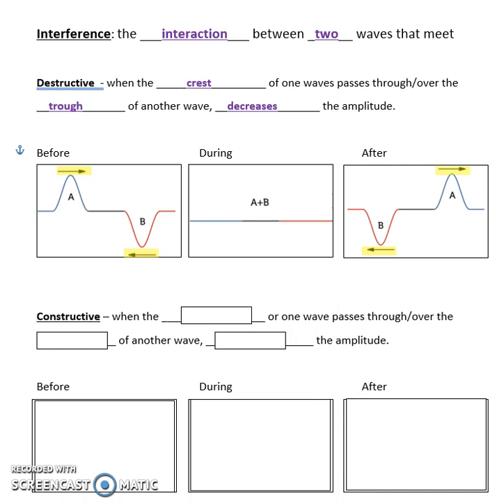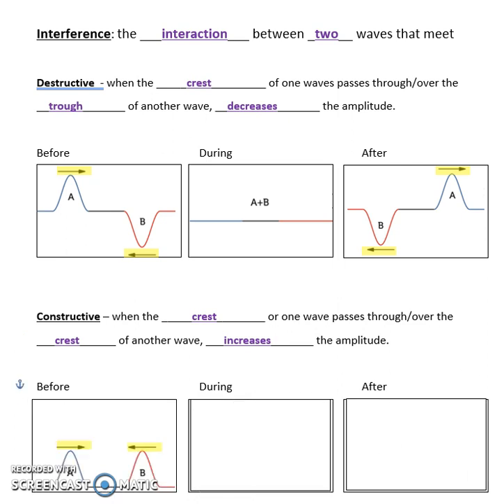Our next type of interference is constructive. So just like destructive destroys or cancels out, constructive interference is when the crest of one wave passes through or over the crest of another wave. This is going to increase the amplitude. So just like last time, we're going to draw our before image, our during image, and our after image.